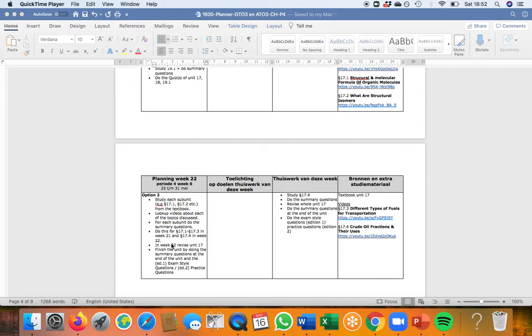And you do that in week 21 for 17.1 to 17.3, and in week 22 for 17.4. And then I would say revise the whole unit and also do the summary questions at the end of the unit and the exam style questions. So you are revising, but you're going through it less often.